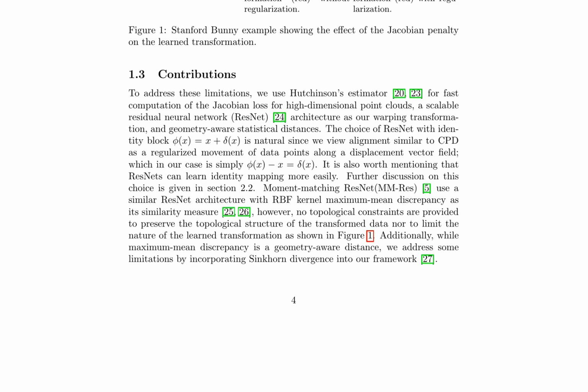The proposed method is demonstrated on the Stanford bunny example, where the Jacobian penalty is shown to improve the learned transformation by preserving the topological structure of the data. The figure illustrates the effect of the Jacobian penalty on the learned transformation, showing that without regularization, the transformation results in a distorted bunny, while with regularization, the transformation preserves the shape and structure of the bunny. This highlights the importance of preserving the kNN-Graph and the topological structure of the data during the alignment process.